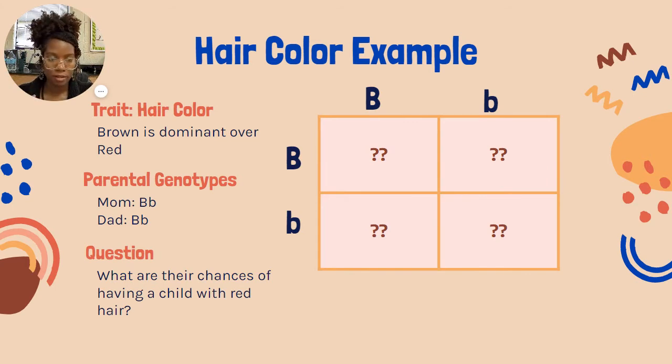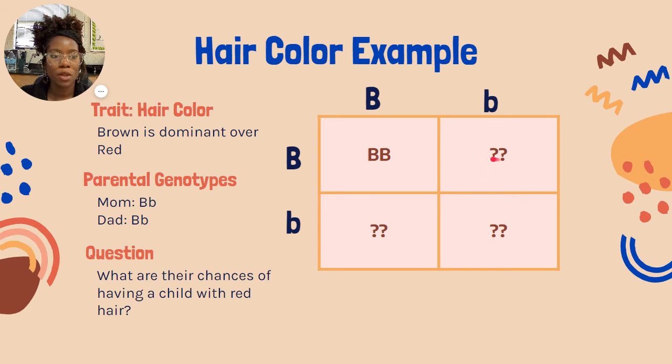Good. You're clear on that. Now we're going to fill in these boxes. So how do we fill them in? Well, we have big B, big B. What's going to go in this box? Big B and big B.